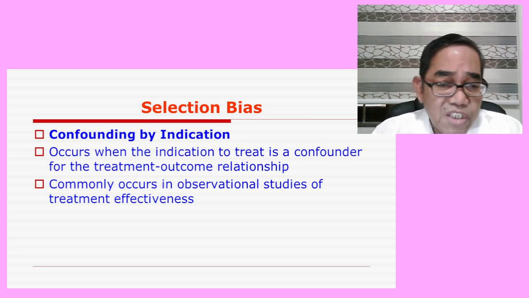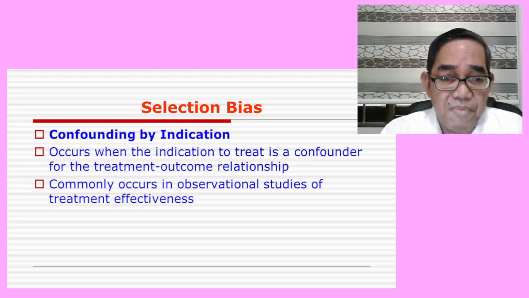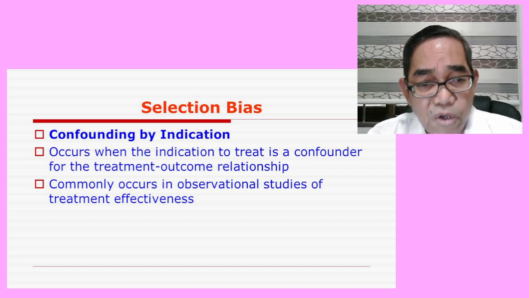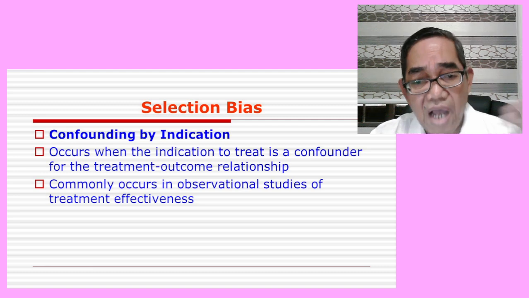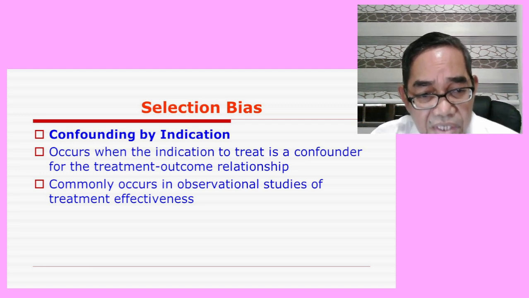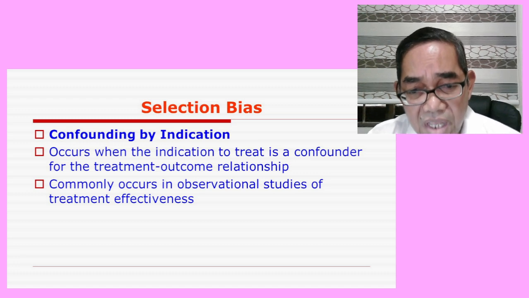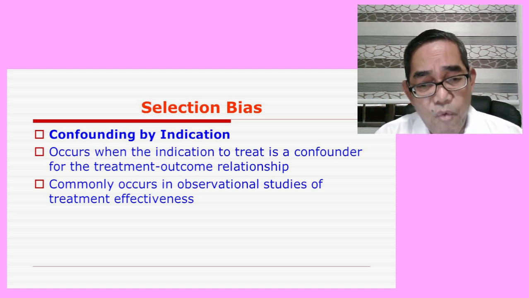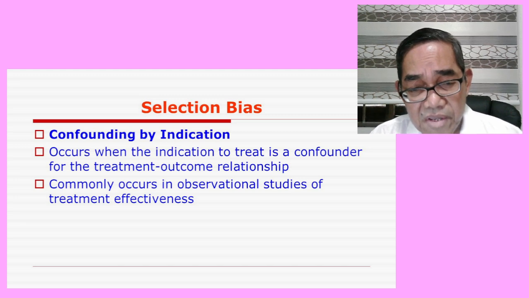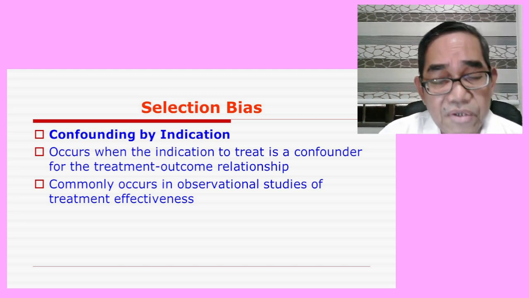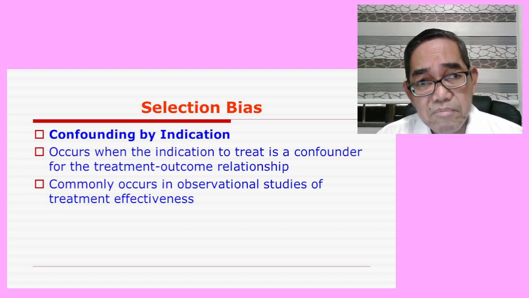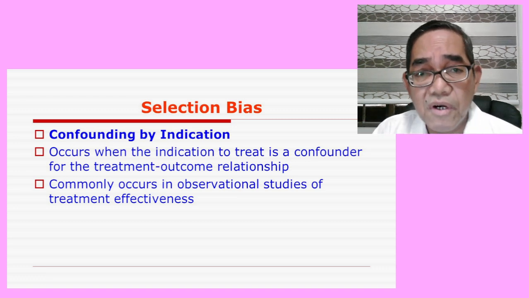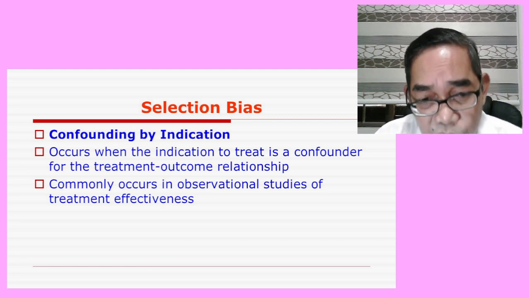Another form of selection bias is confounding by indication, and this occurs when the indication for treatment is a confounder of the treatment outcome relationship. This commonly occurs in observational studies of treatment effectiveness. Normally, when we look into the effectiveness or efficacy of a treatment, we use a clinical trial. But sometimes, or should I say many times, it's difficult to do a clinical trial, so we just do an observational study.